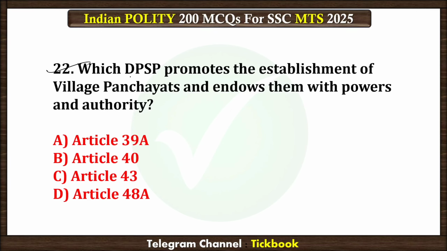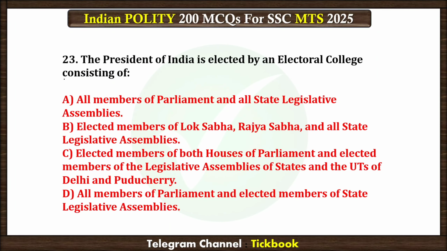Question number 22. Which DPSP promotes the establishment of village panchayats and endows them with powers and authority? Easy question. Option number B is the correct answer, Article 40. 23. The President of India is elected by an electoral college consisting of... Important. Option number C, elected members of both Houses of Parliament and elected members of the legislative assemblies of the states and the UTs of Delhi and Puducherry.